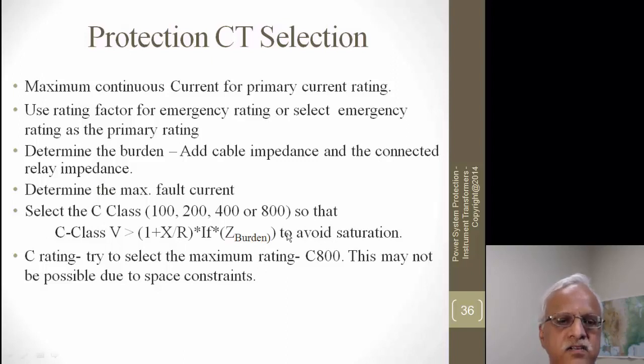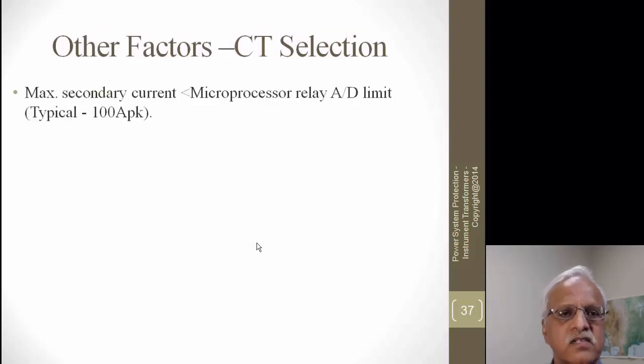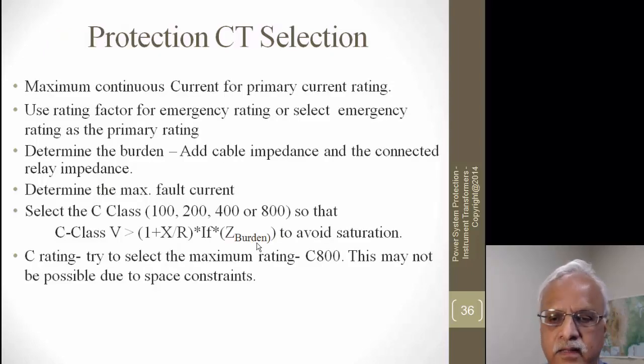To avoid saturation, we have to make sure that the C class voltage is greater than 1 plus X/R times the secondary current times the burden, right? Now, if you take a C800, sometimes it is not possible to avoid saturation. Let's look at an example. I think there was one. Yeah, let's look at that.